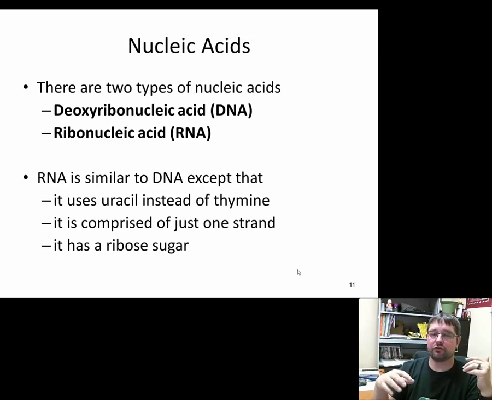And then the sugar for RNA is ribose and not deoxyribose. Which means off the second carbon, you have an OH group for RNA, which makes it a ribose sugar. And if on the second carbon you have a hydrogen, that makes it a deoxyribose sugar.